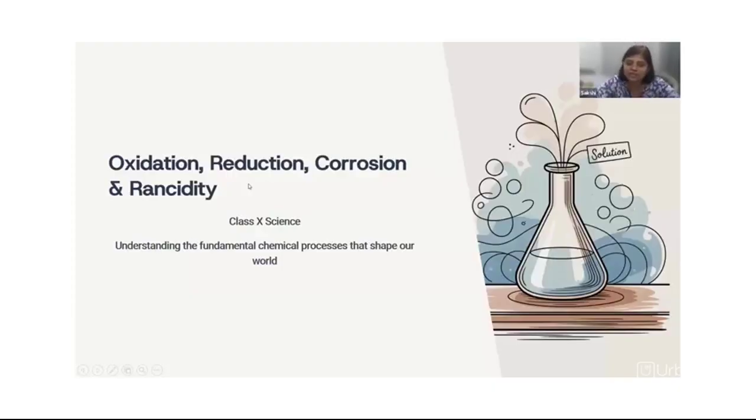Hello students. So today, in continuation with the chapters, the last topic, we're going to complete the chapter today. That is oxidation, reduction, corrosion, and rancidity.